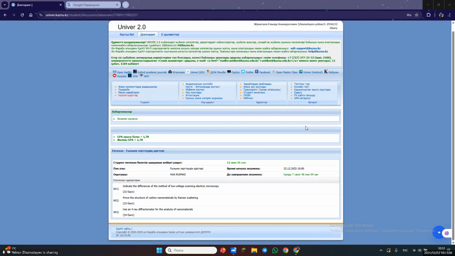And the 2D band is related to layer number and stacking order. The 2D band is about 2700 centimeter inverse, and is sensitive to the number of graphene layers, interlayer interactions and stacking order. A single sharp 2D peak indicates single-layer graphene, while broader or split peaks indicate multi-layer structures.